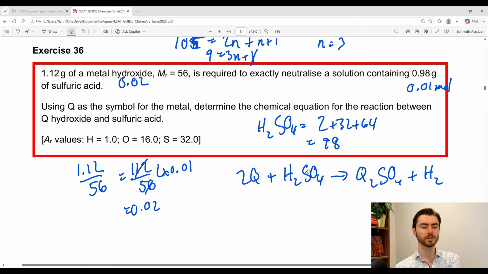And I know metal plus acid goes to salt plus hydrogen. I know all of that metal is going into the salt. I know there were 2 of them, so they have to go into the salt, making it Q2. I think that's my favorite explanation there.